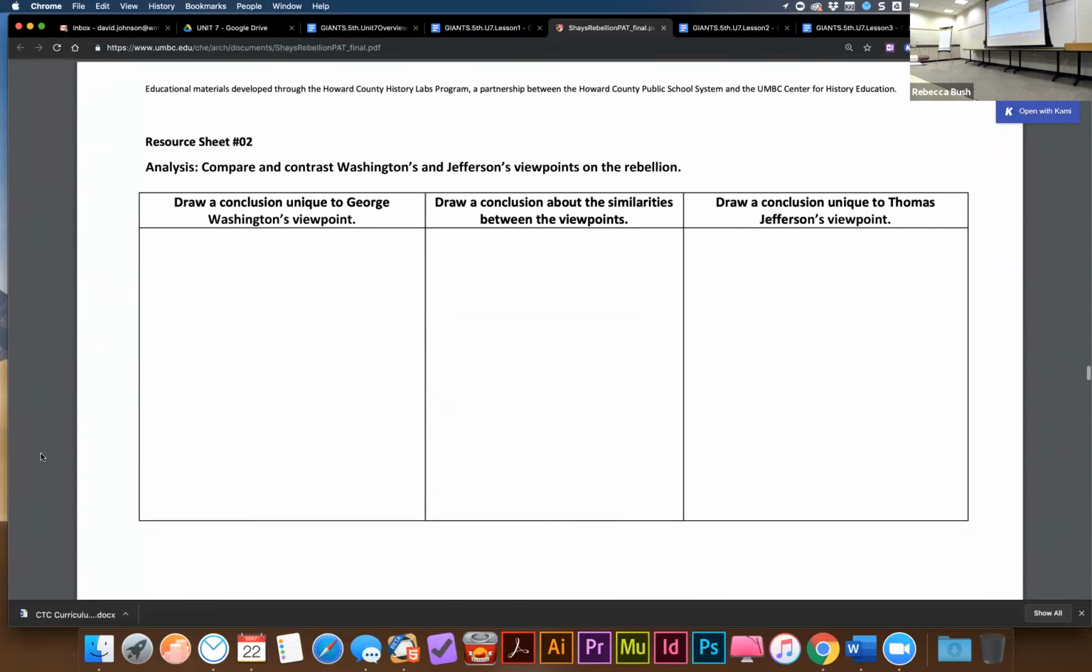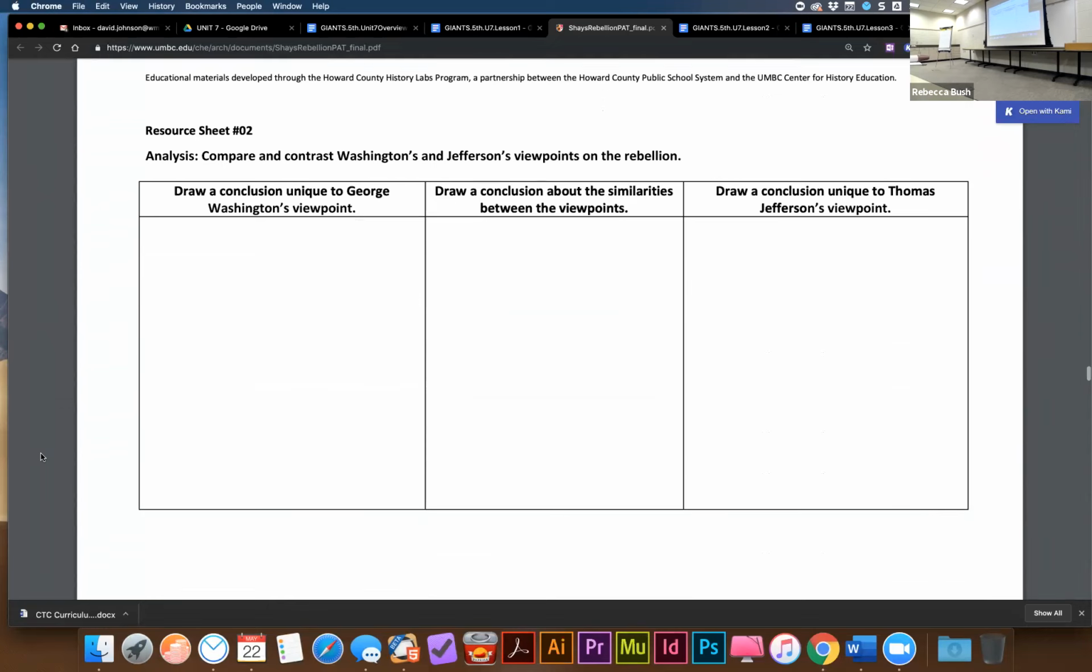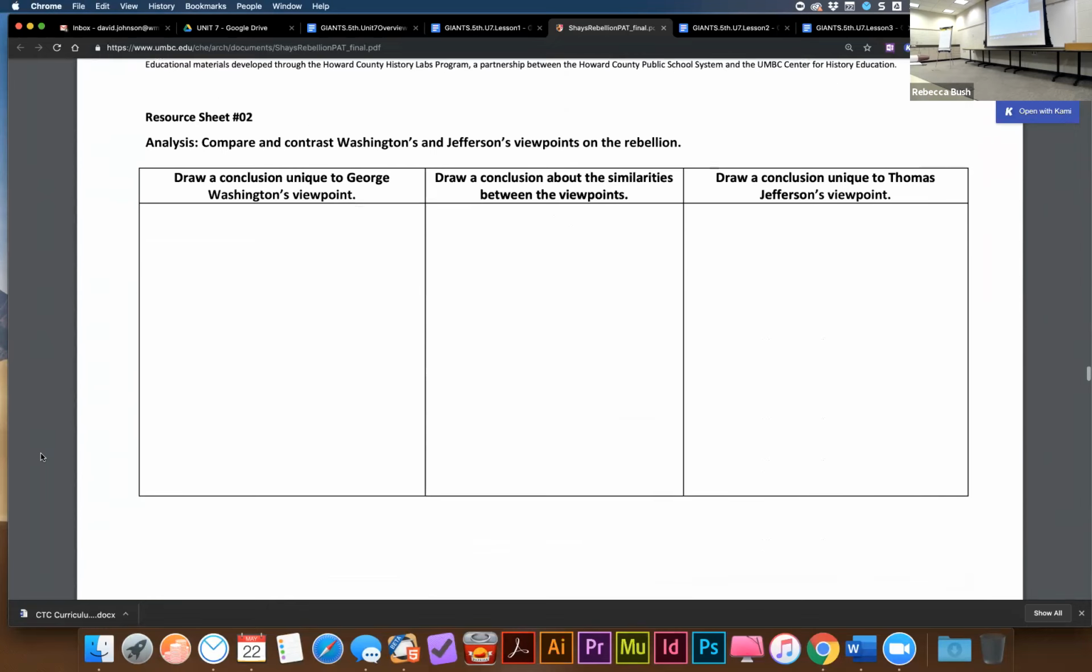And then here is where they're going to be drawing conclusions unique to George Washington's viewpoint on the rebellion and conclusions unique to Jefferson's viewpoint on the rebellion. And again, this is something that I often see gets overlooked when we're talking about the rebellion. Usually it's just this is what happened, this is why, this is how things ensued thereafter. Whereas this is really talking about important government leaders and their take on this. And so the kids can quickly see the distinct differences.